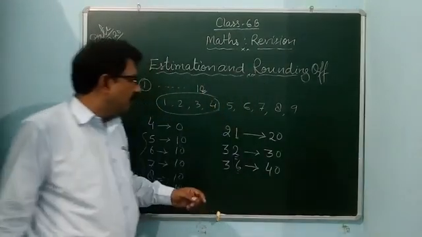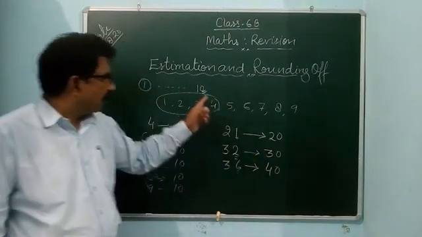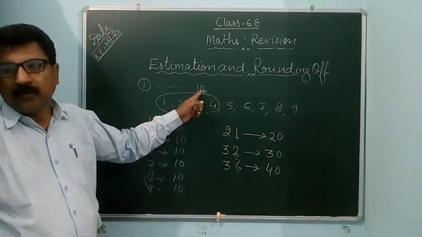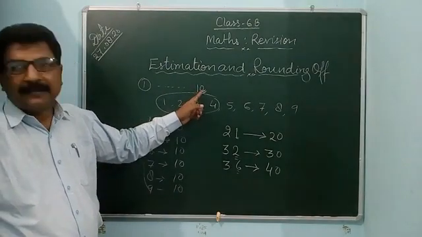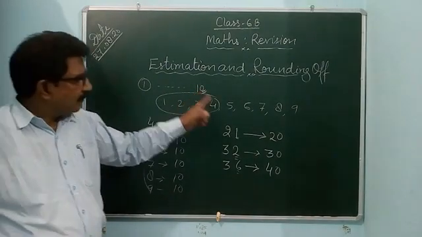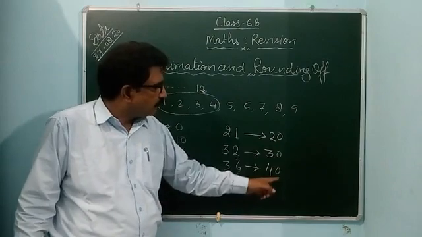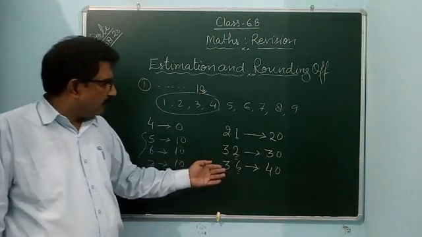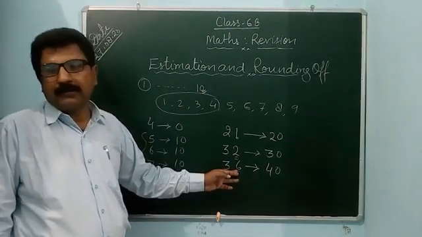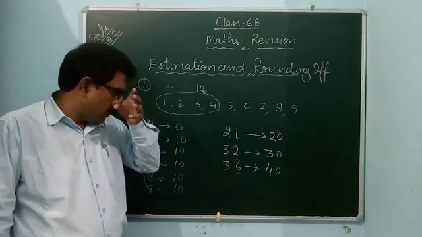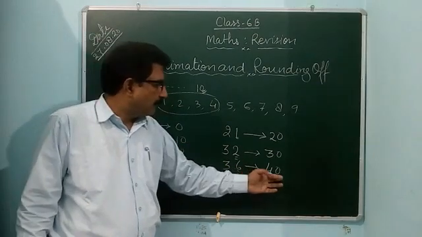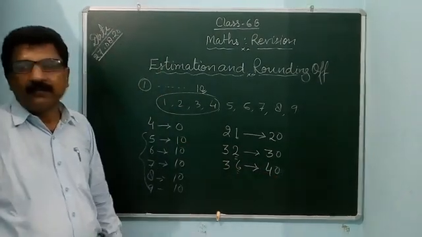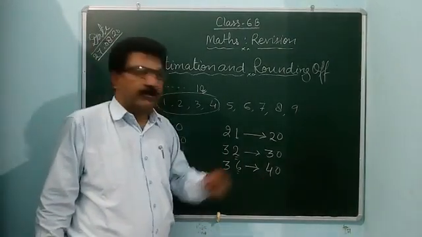For estimating tens, it should be a multiple of 10 here. So after 36, because 6 is more than 5, the next number I am making divisible by 10 is 40.